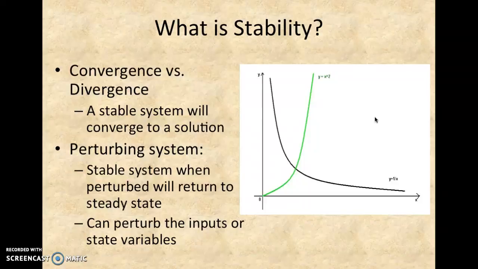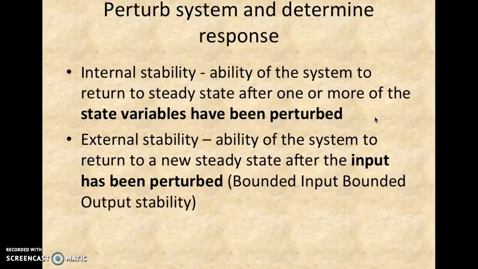You can perturb the inputs or the state variables. In contrast, when you perturb an unstable system, it will not return to a steady value. So more on perturbing the system and determining the response. There's two types of stability.